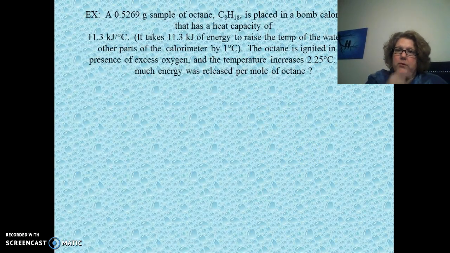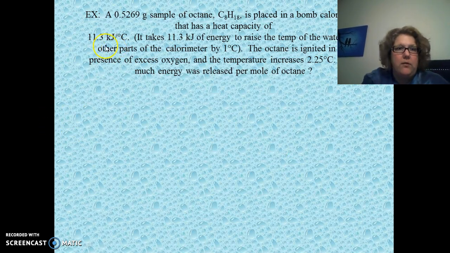Okay, so here's an example so you can see how simple this is mathematically. We got a 0.5 gram sample of octane, C8H18. We put it in a bomb cal that has a heat capacity of 11.3 kilojoules per degree Celsius. So that means it takes 11.3 kilojoules of energy to raise the temp of the water and all the other parts of the calorimeter by just 1 degree Celsius. Then the octane is ignited in the presence of oxygen, of course, and the temp goes up 2.25 degrees. How much energy was released per mole of octane?